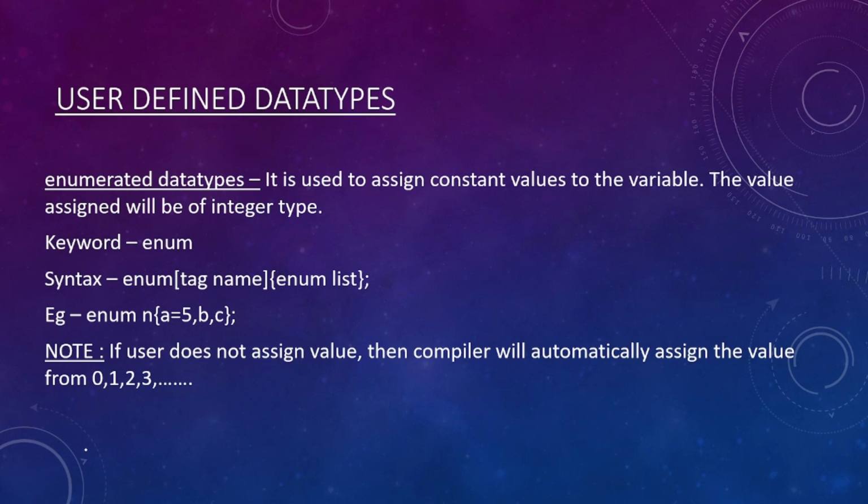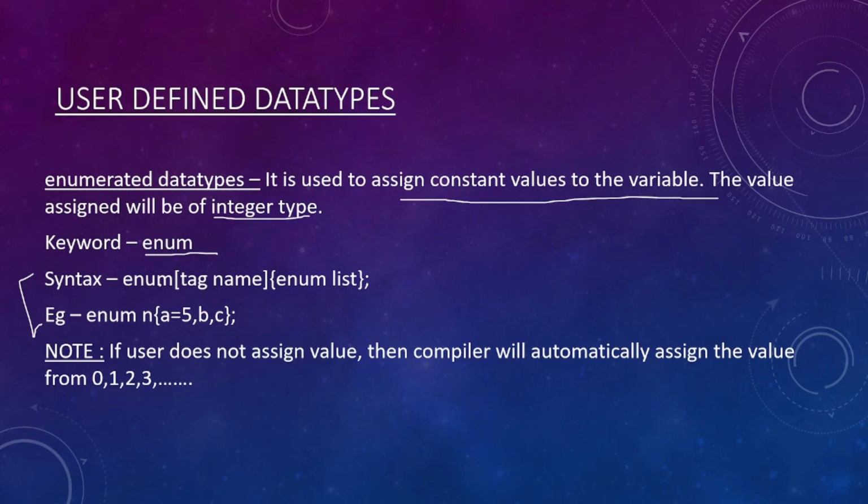Now coming to enumerated data types. So what are enumerated data types? They are used to assign constant values to the variable. Whenever you want to assign constant values to the variables with constant difference, then you use this enumerated data type. The value assigned will be of an integer type. This is important, you will have to note this. So whenever you want to assign constant values to the variables, what do you use? You use enumerated data type. The keyword used is enum, and here we have syntax and example. Compare them and learn so that you will understand them better.